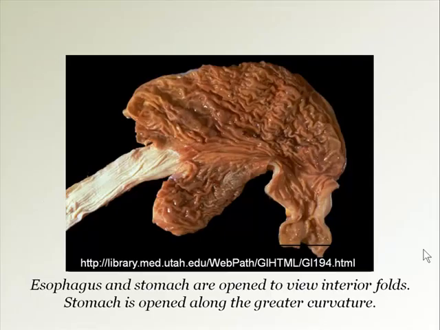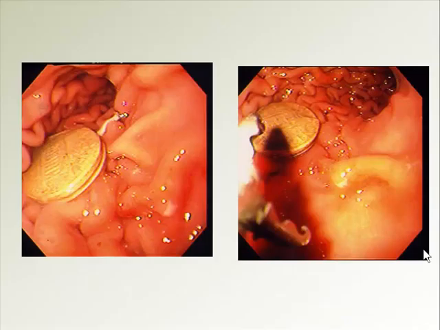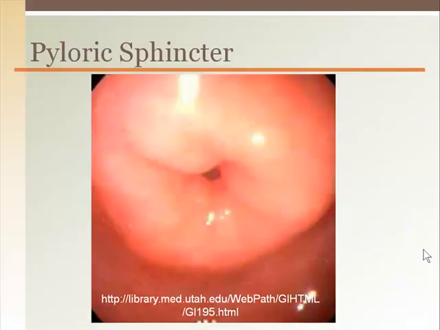This is a beautiful image of an open esophagus and stomach. The esophagus is seen as white and the rugae as brown folds. This can be found on a wonderful website called WebPath. It's provided by the Department of Medicine from the University of Utah. Here is an image of rugae with a penny for size reference. This is the duodenum side of the pyloric sphincter. When food comes out, it is called chyme and it is very acidic.